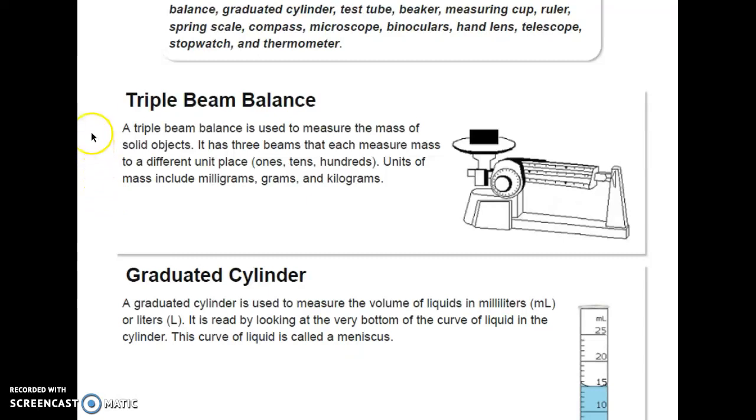Triple beam balance. A triple beam balance is used to measure the mass of solid objects. It has 3 beams that each measure mass to a different unit place, ones, tens, or hundreds. Units of mass include milligrams, grams, and kilograms.